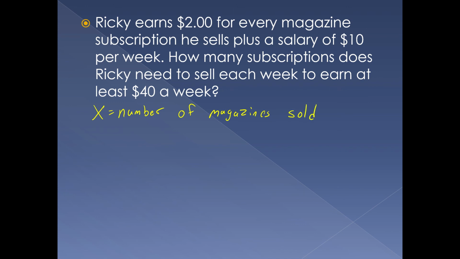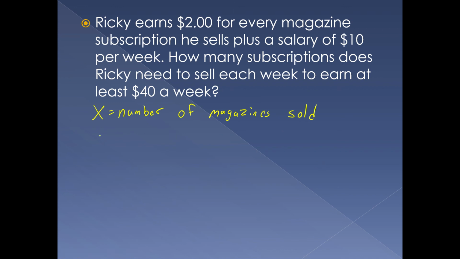If you say X is magazines, X is the number of magazines, that's not totally wrong, but we could be more accurate. If you said X is a number, you can do better. So X represents specifically the number of magazines sold. So let's be as specific as possible when defining this variable.